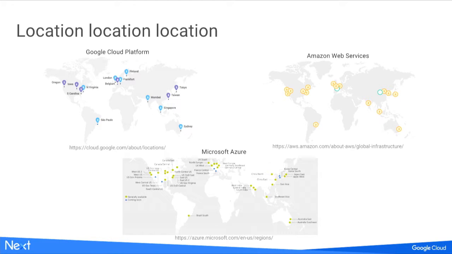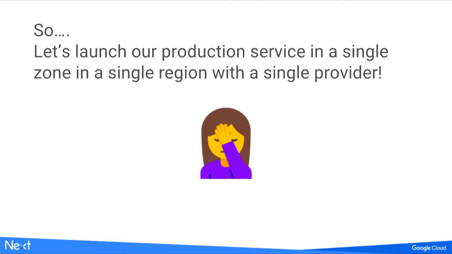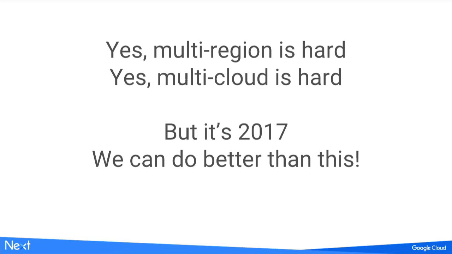But the thing is, there's so many of them. Do you know how many people do this? So many people do this. They just say, we're going to go to production in one zone, with one provider. And I'm telling you, I know people do this on GCP. I have friends at AWS. They say the same thing happens there. It's like, why? Why? Because it's hard, right?